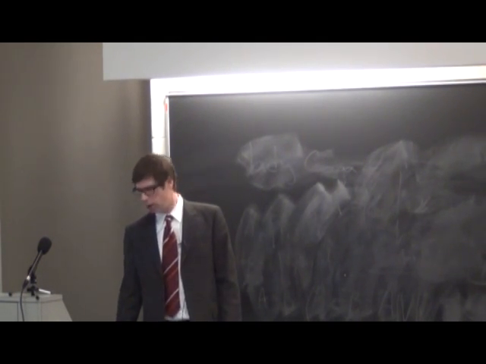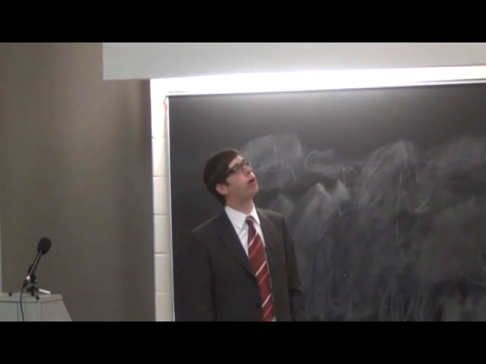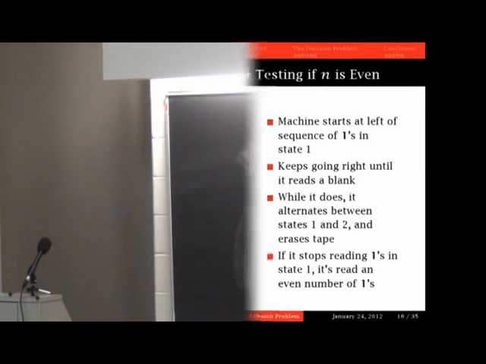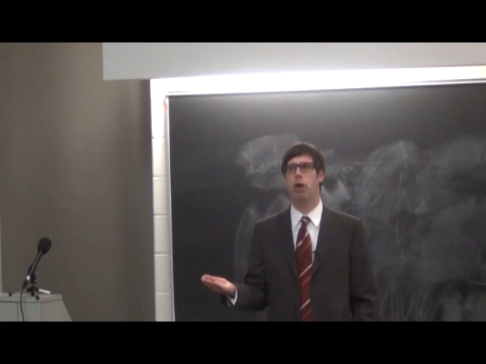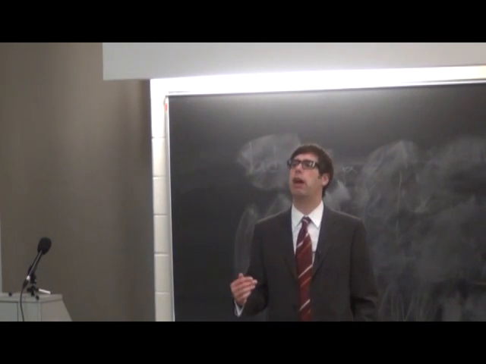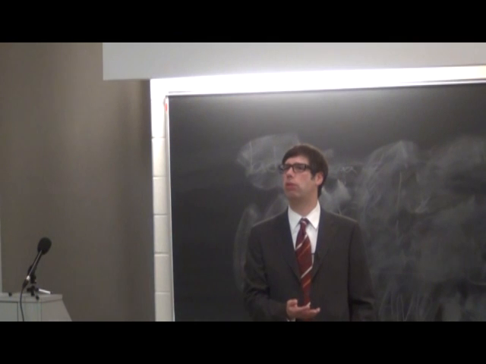Now here's a Turing machine that tests whether a number n is even. It's intended to be started on a tape which contains a sequence of 1s, and the number of 1s on the tape is the input. So if, for instance, you write 5 1s on the tape, then you put the Turing machine on the leftmost square of that sequence of 1s, put it into state 1, and start running it. Eventually, it will halt.